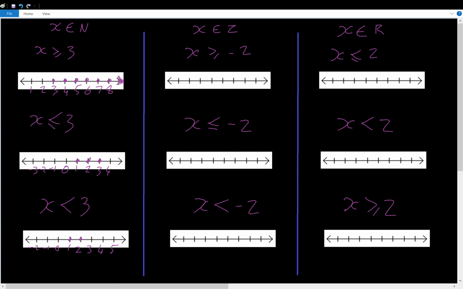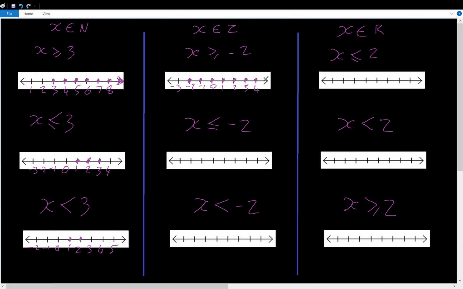Let's take a look at integers. For integers, we are going to mark every whole number that is either positive or negative or 0. So our first one here, we've got x is greater than or equal to minus 2. So if we start filling on a number line, we can start at minus 3, minus 2, minus 1, 0, 1, 2, 3, and 4. And we're going to start by filling a dot in on top of minus 2 because it is greater than or equal to. And then we're going to put a dot on every whole number going up from there.